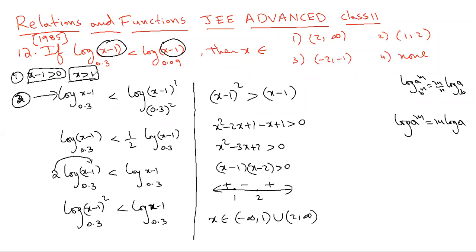That x greater than 1 also should be considered. If you consider x greater than 1 also, the intersection of this and this, the final answer, this part is fully eliminated because it's not greater than 1, only this part. Finally, it is 2 to infinity, and the first option.